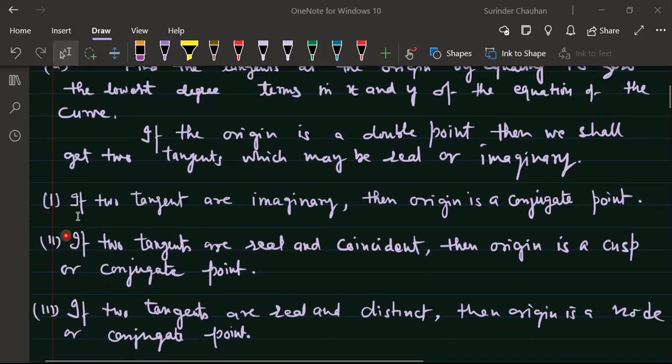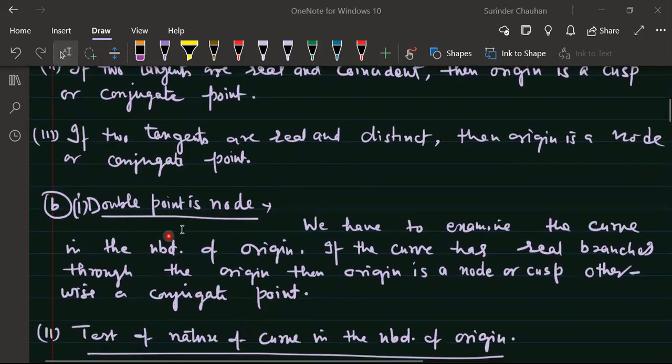The second step: if the two tangents are imaginary, then the origin is a conjugate point. If the tangents at the double point origin are imaginary, then the origin is a conjugate point. If the two tangents at the origin are real and coincident, then the origin is a cusp or conjugate point. If the two tangents at the origin are real and distinct, then the origin is a node or conjugate point.